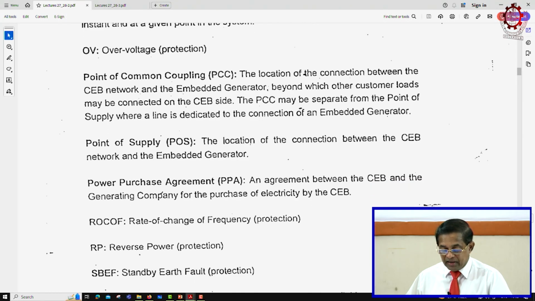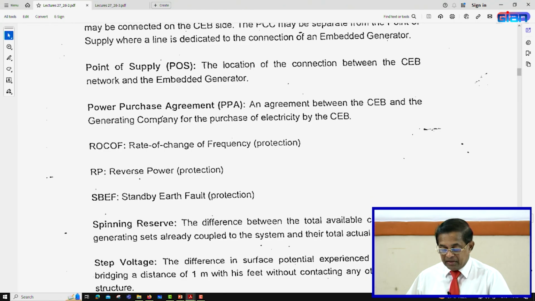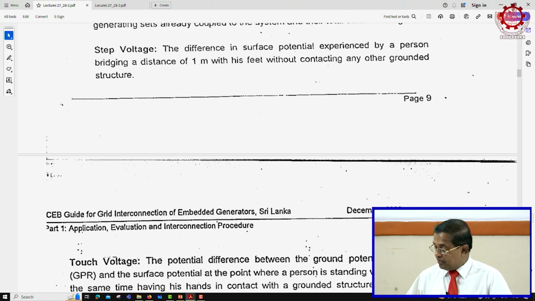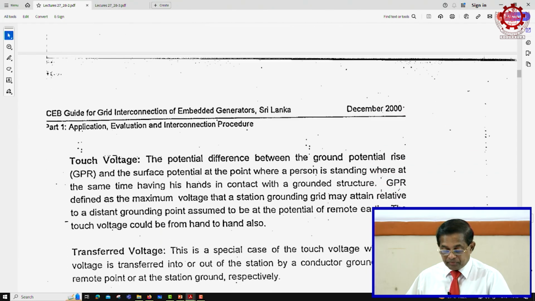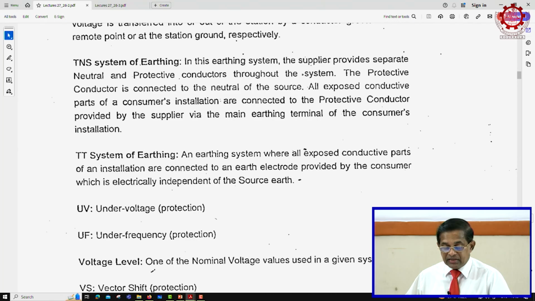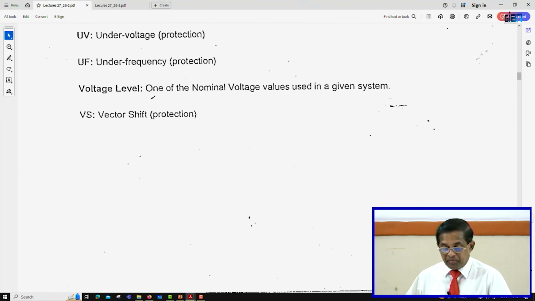Then ROCOF, that is rate of change of frequency protection, reverse power, standby earth fault, spinning reserve, step voltage, all the definitions are here. Touch voltage, transferred voltage, TN-S system, TT system. In Sri Lanka, the earthing system is the TT system for low voltage installations. Vector shift protection.